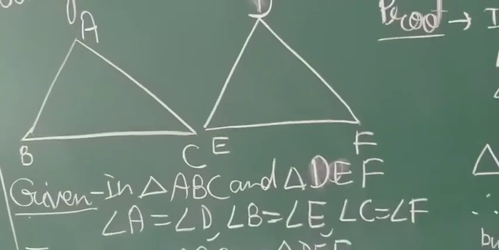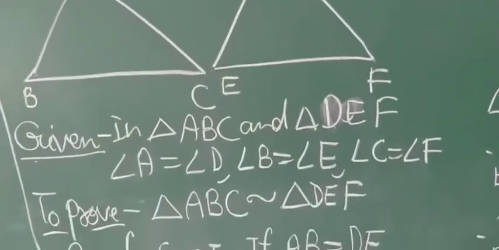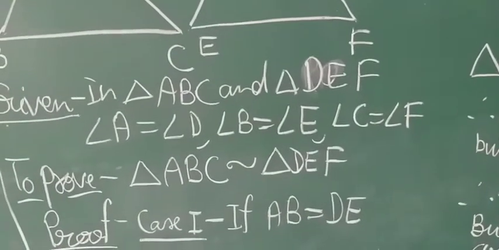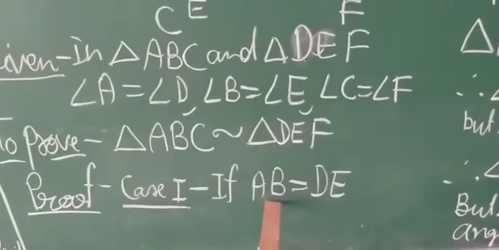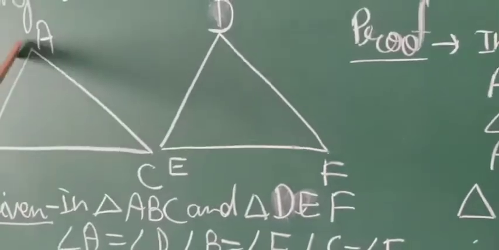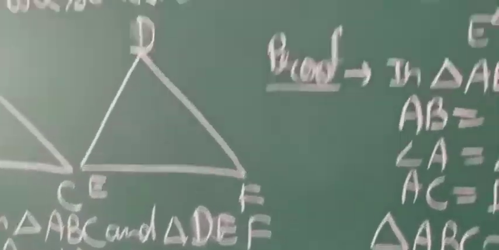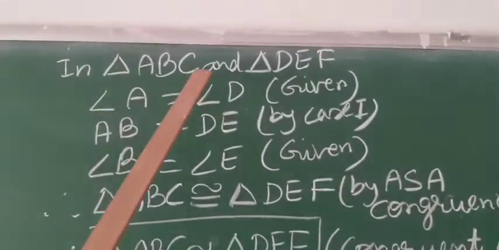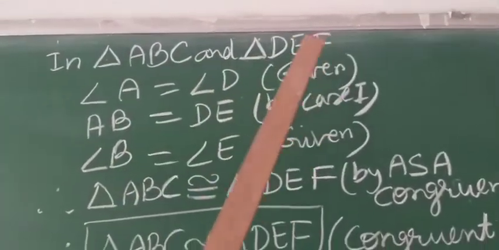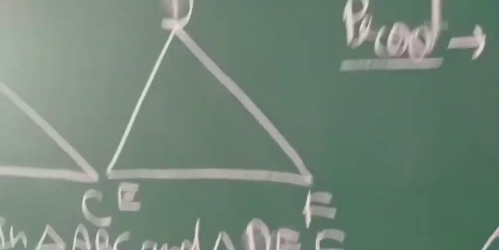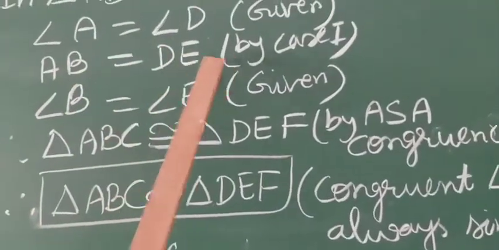So students, there are three cases. We will take them one by one to prove triangle ABC similar to triangle DEF. First case, we are going to take AB equals DE. So now students, if AB equals DE, then in triangle ABC and triangle DEF, angle A equals angle D, given to us. AB equals DE according to case 1.